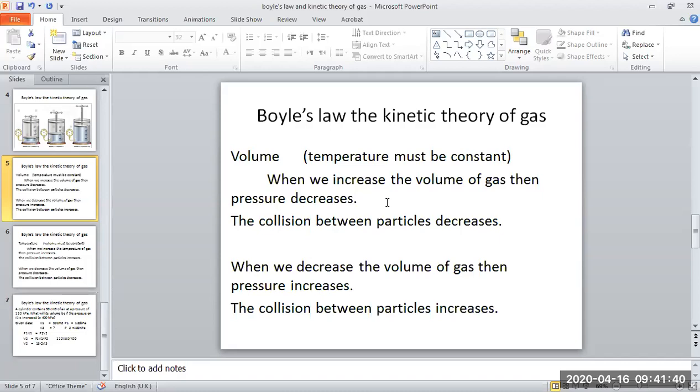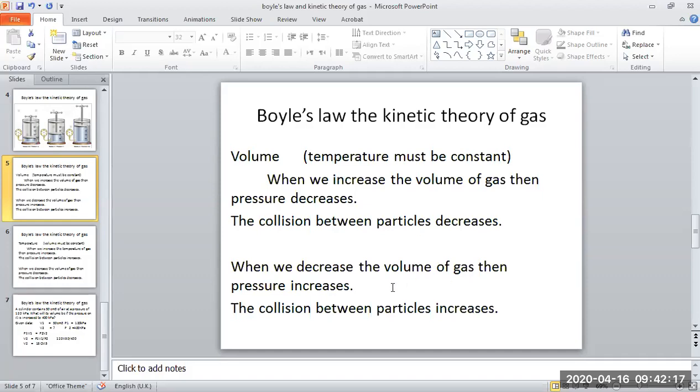When we increase the volume of gas, the pressure decreases because the collision of the particles decreases. When we decrease the volume of the gas, the pressure increases because the collision of the particles increases. When we increase the volume, we give more space, and when the space is more, the collision of particles with each other becomes less, and then the pressure decreases.